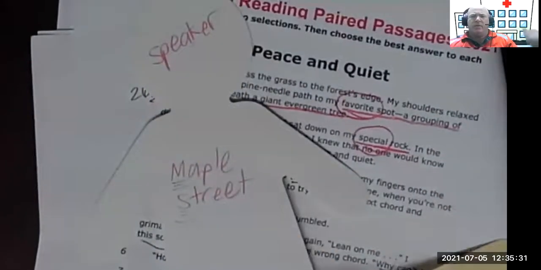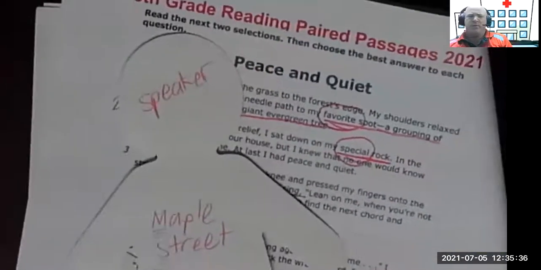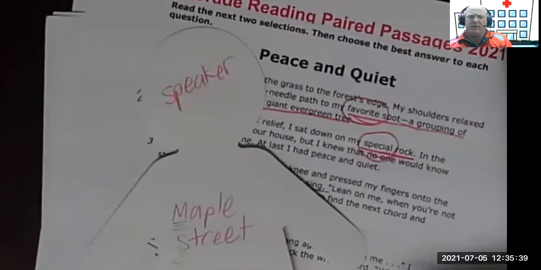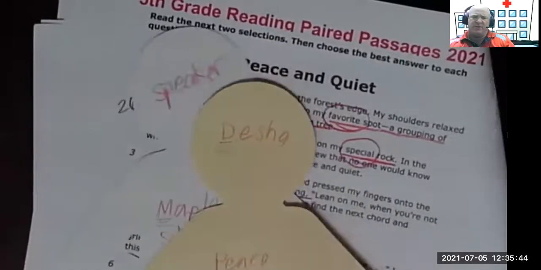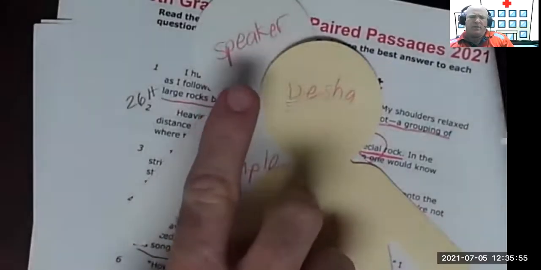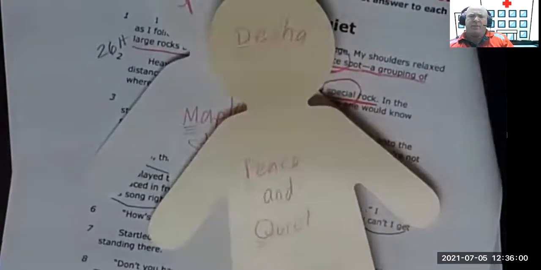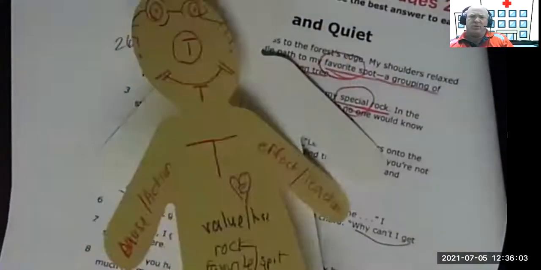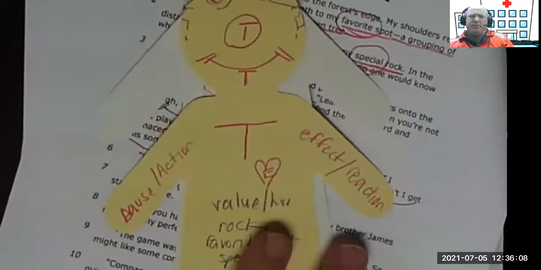And in Maple Street, which is the other passage, I'll show you in a moment, we just know that the speaker of the poem, and poems don't always necessarily have to rhyme, the main character has no name, so we won't underline speaker because we don't know the name of the speaker, but we did underline Disha. So when I flip Desha over, I'm going to show this to both of you, both characters to you.